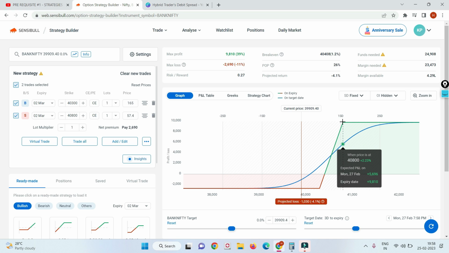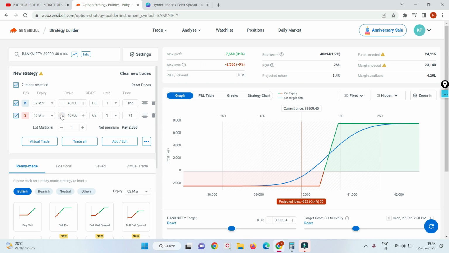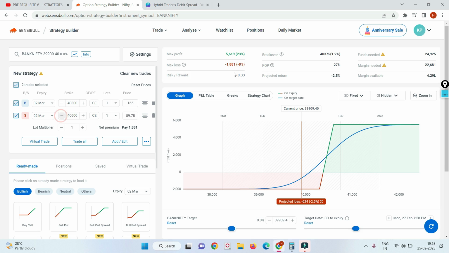So what I am trying to do is reduce the gap from 40,800. I'll reduce it to 40,700. Check the difference, guys. Now see, slowly your profit has reduced and your loss has also reduced. And check this: from 2.28 it is almost 2%. Again, let me reduce 100 more points. Check this, 23.8%. Slowly your loss is reducing.